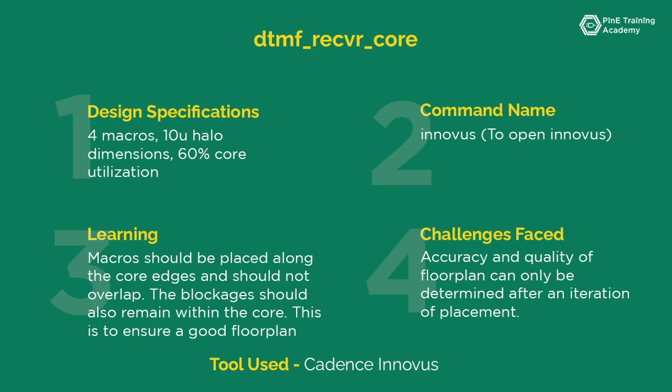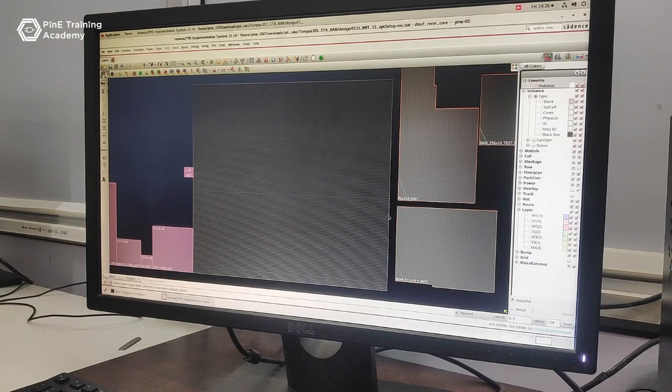The project that I'll be demonstrating today is called Macro Placement and Blockage Application, and I'll be carrying out this project on the Cadence Innovus tool. So I have loaded my design here on Innovus, and as you can see, this square area which I am hovering my cursor on is the core, and these blocks which are at the outside are called macros.